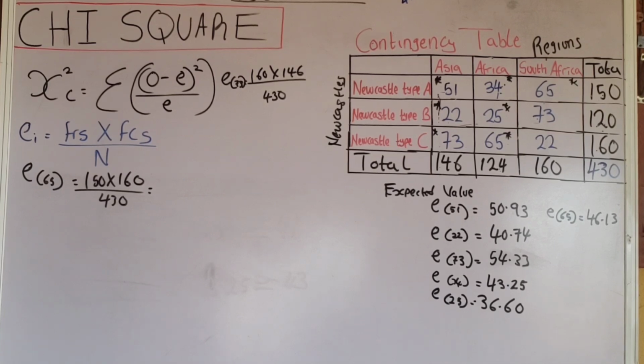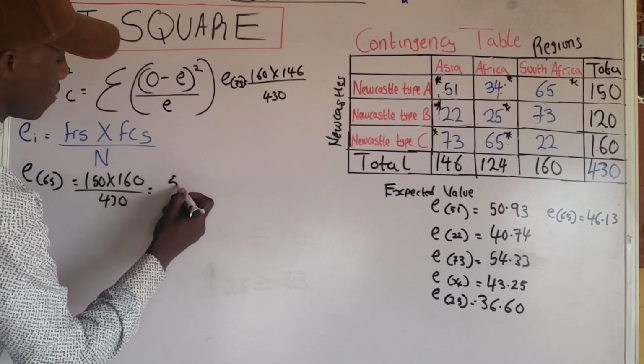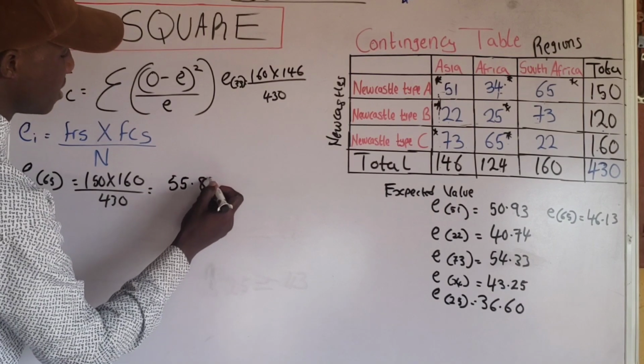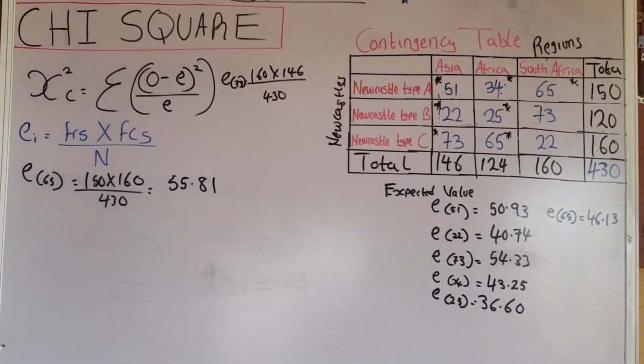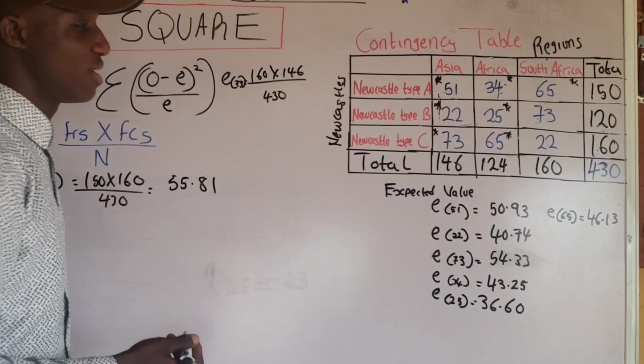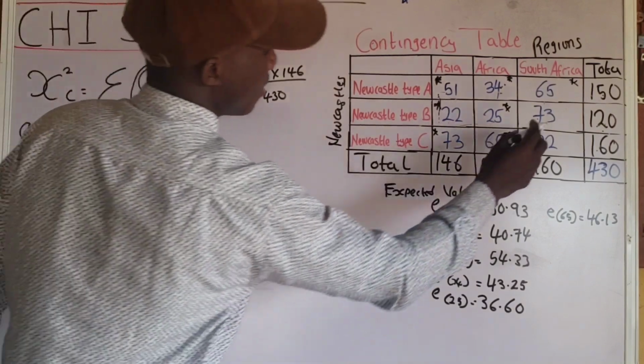150 times 160, that is 55.81. 55.81. Do you see now? They are not the same. Okay. So now let's move to this place.